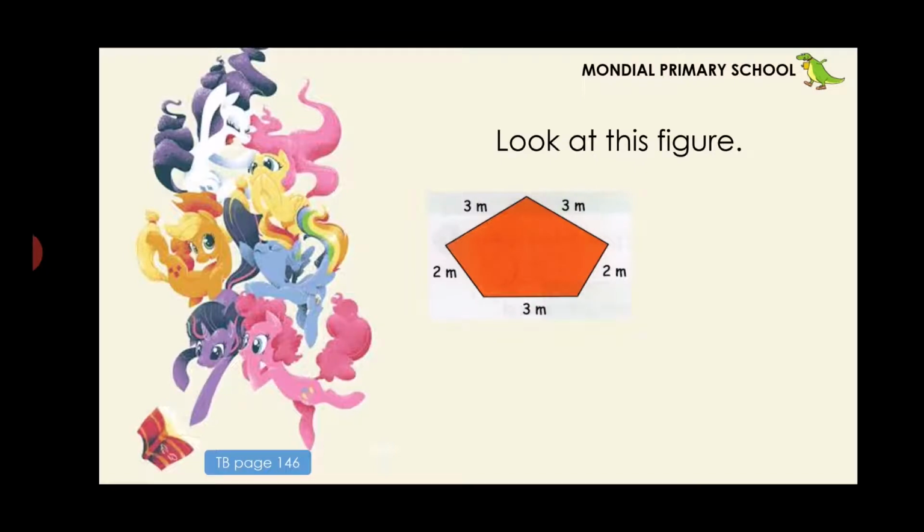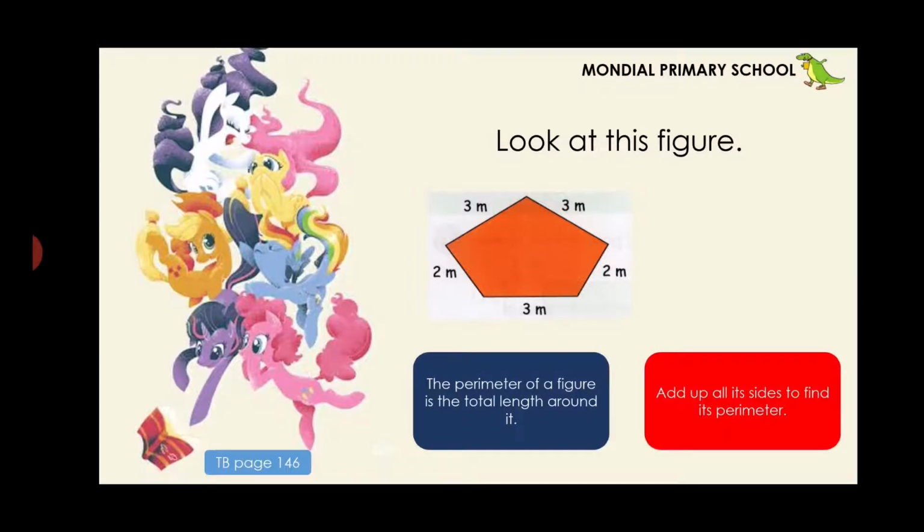Now, open your textbook, page 146. Look at this shape. How do we find the perimeter of this shape? We have to add up all its sides to find its perimeter. So, 3 plus 3 plus 2 plus 3 plus 2 is equal to 13 meters. Its perimeter is 13 meters. Do you understand so far?